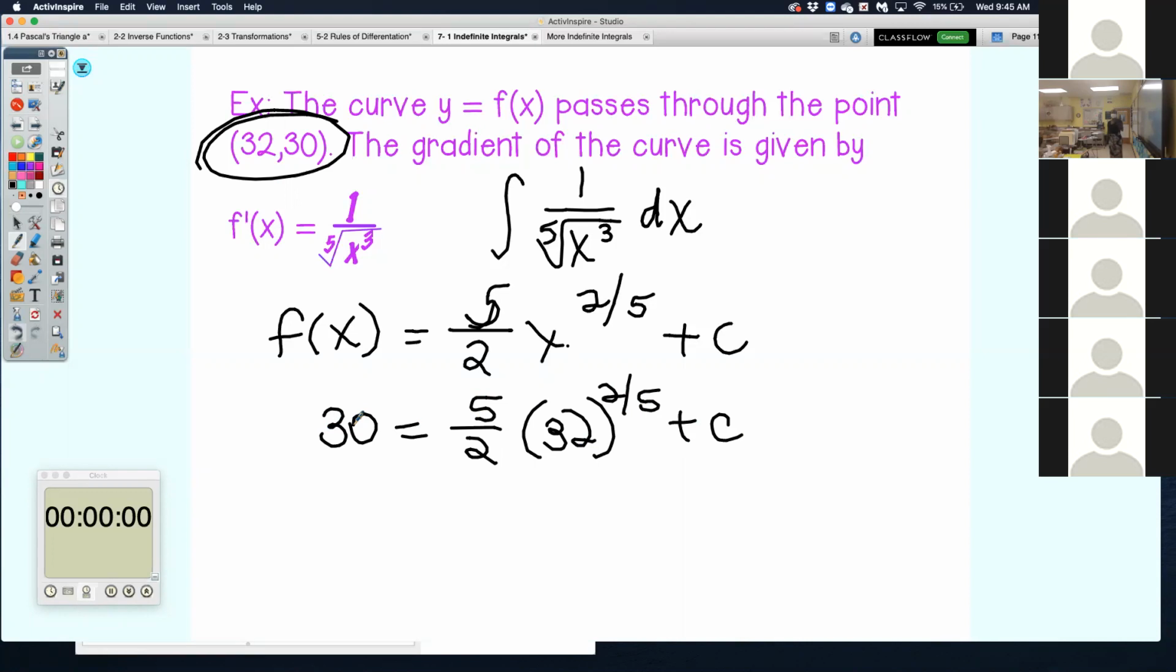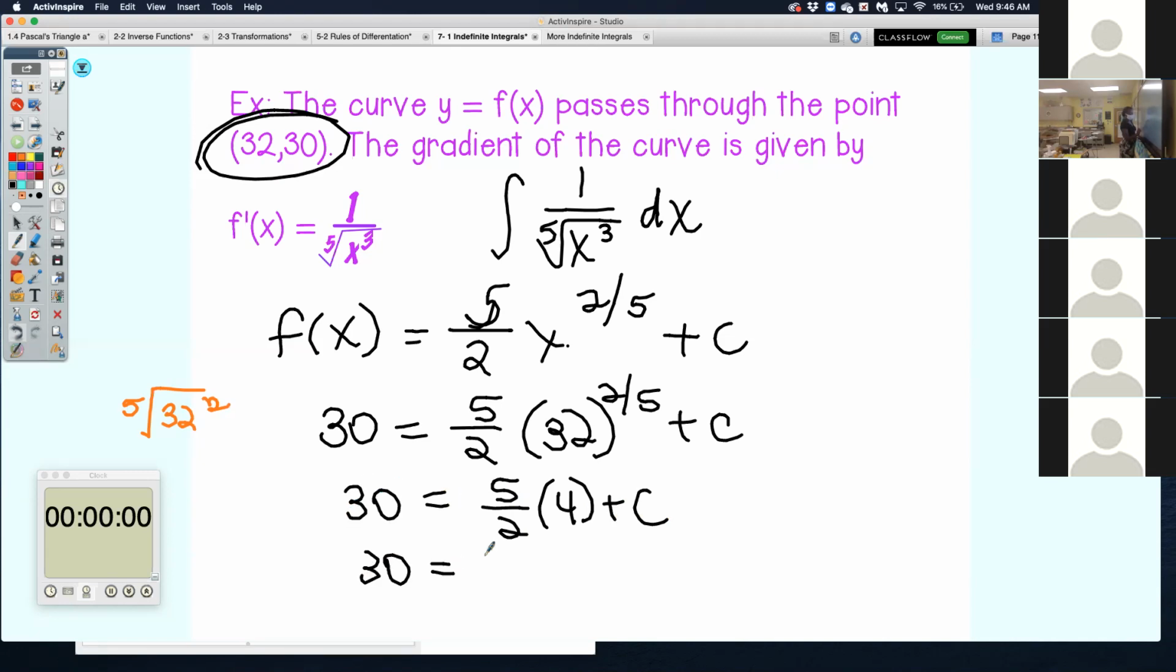Again, here comes that skill from the do now to try to simplify this. This is not a calculator. What is 32 to the 2/5? 4. Remember, that's basically saying the 5th root of 32 squared. The 5th root of 32 is 2. 2 squared is 4. So this becomes 5 over 2 times 4 plus c. What's 5 over 2 times 4? 10. So when I solve, c is equal to 20.